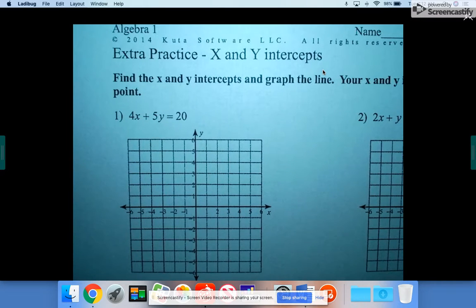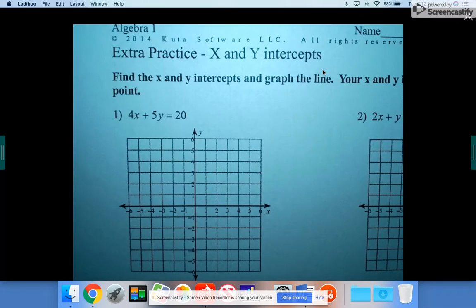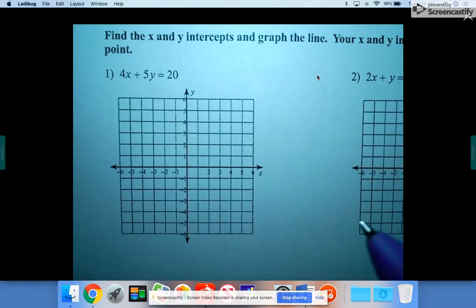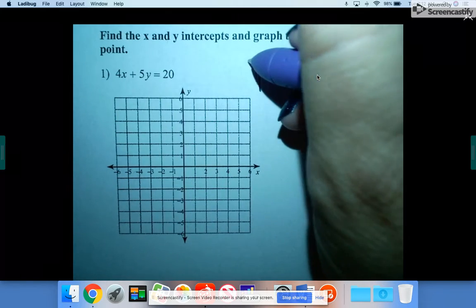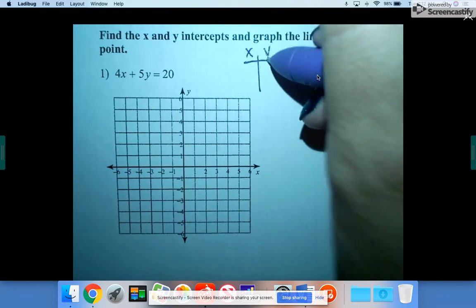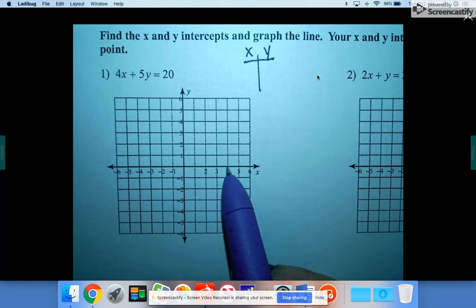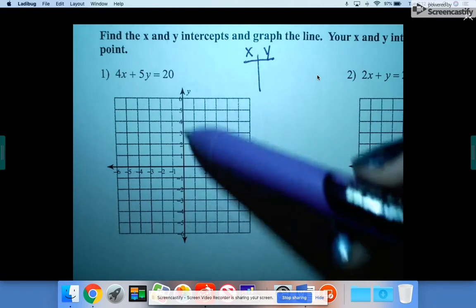Okay, here is the worksheet on x and y intercepts. If you were still confused about this or needed a little extra support on this, here is how to graph using intercepts. Remember what we're doing: when you have an x and y intercept, it means that it hits the x-axis, which would be a coordinate and a 0, and when it hits the y-axis, it would be a 0 and then a coordinate.